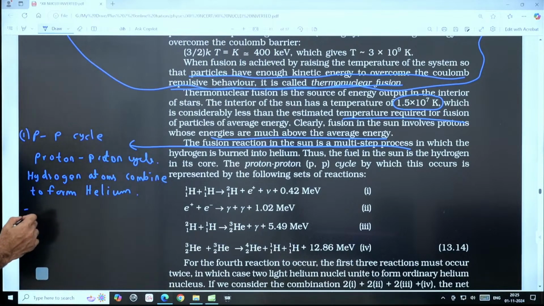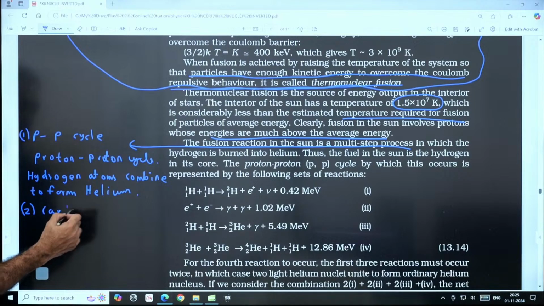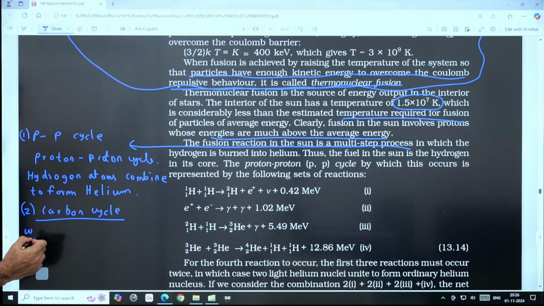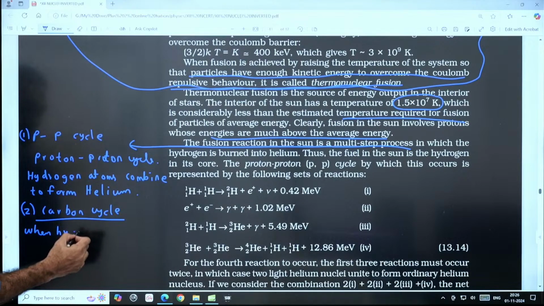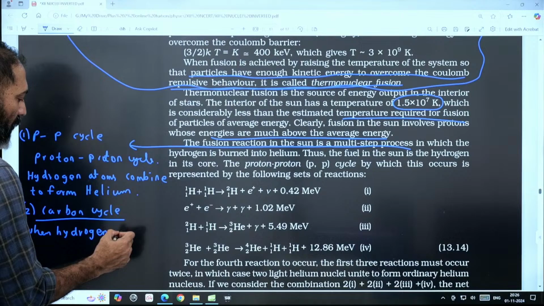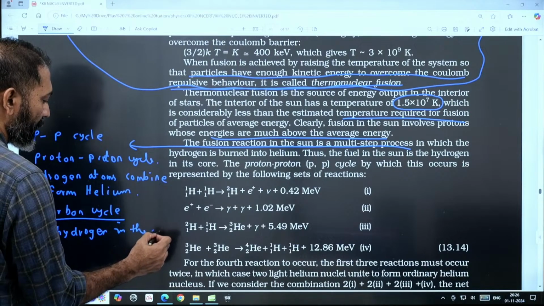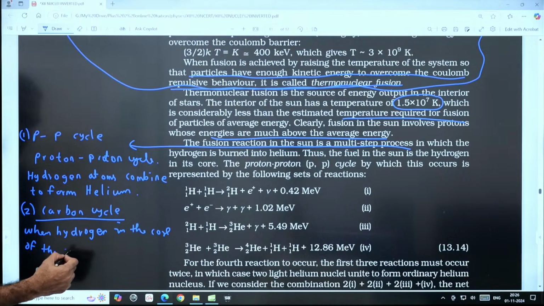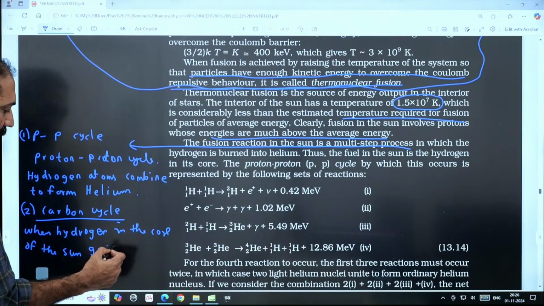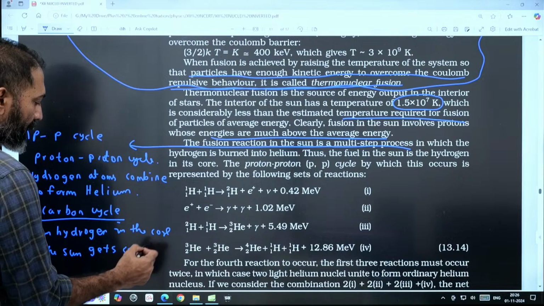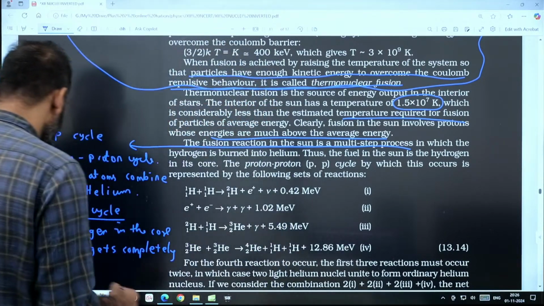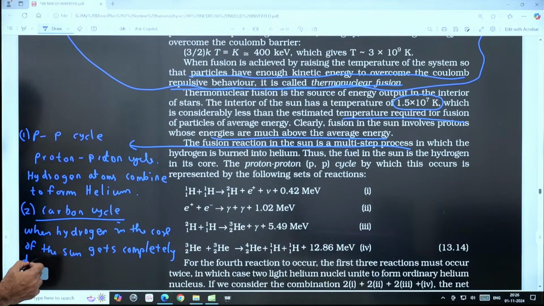The next cycle is the carbon cycle. What happens in the carbon cycle? When hydrogen in the core of the sun gets completely depleted, the carbon cycle starts.